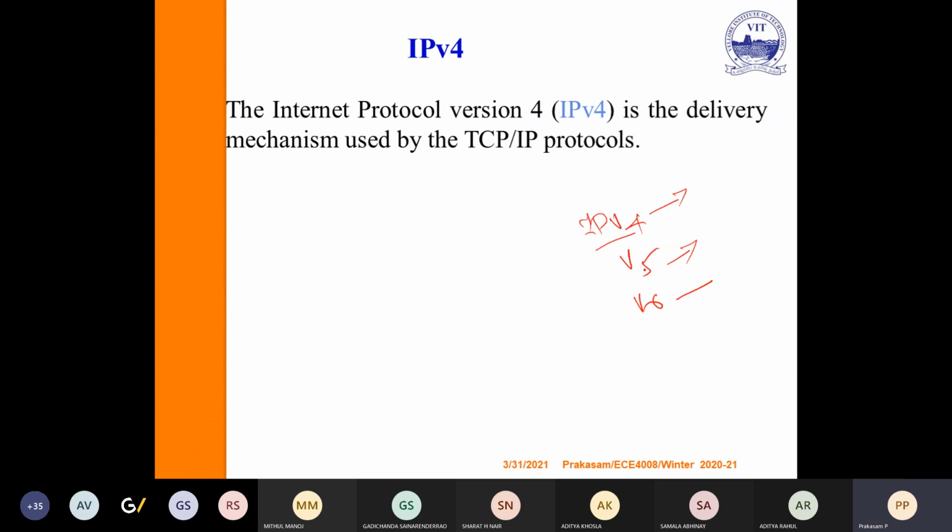IPv6 came into the picture due to the shortage of addresses in IPv4, because here the number of addresses is restricted. To compensate for that, IPv6 came. IPv6 assigns IP addresses globally. So as per our syllabus, we will see about IPv4 plus IPv6. Normally in our lab, we are assigning all the IP addresses that are nothing but IP version 4.